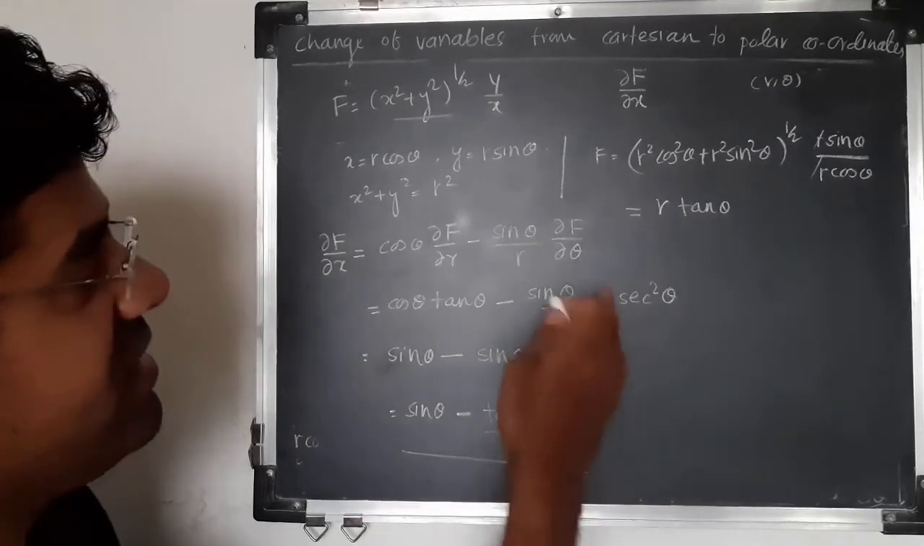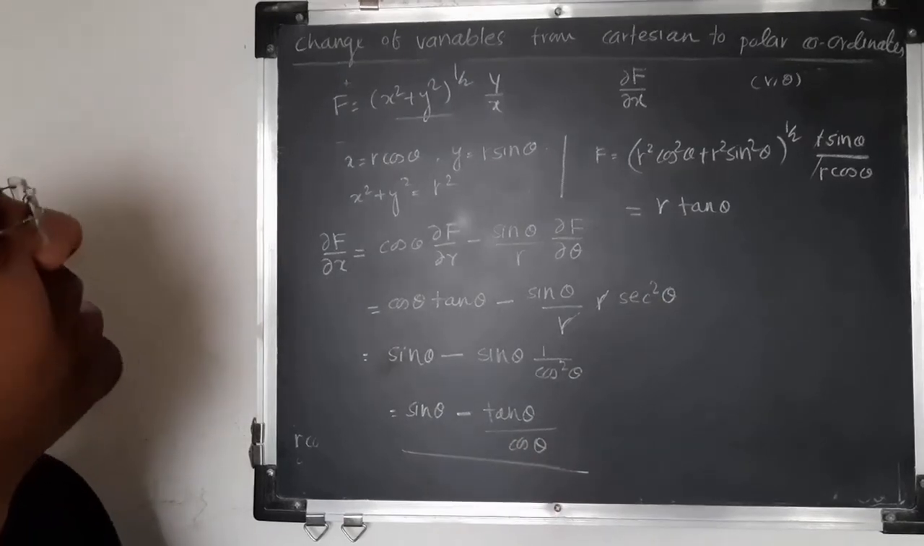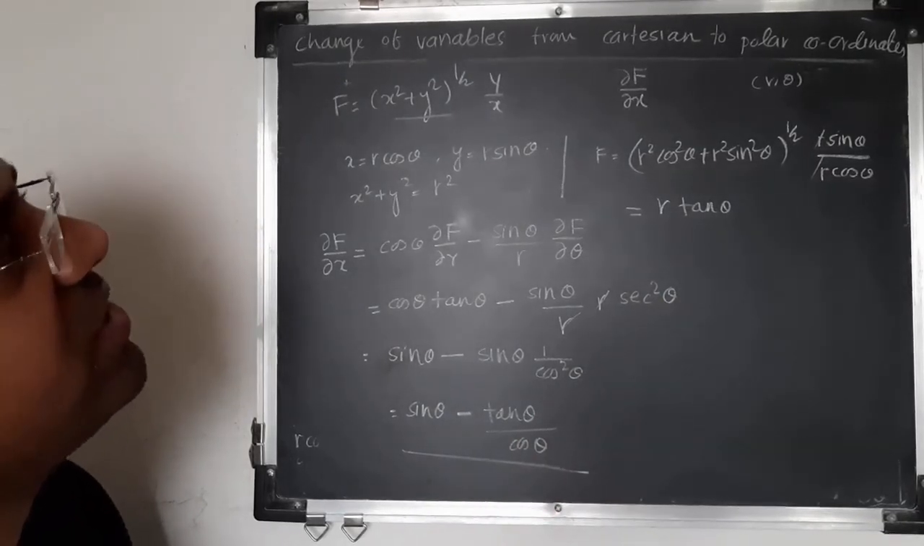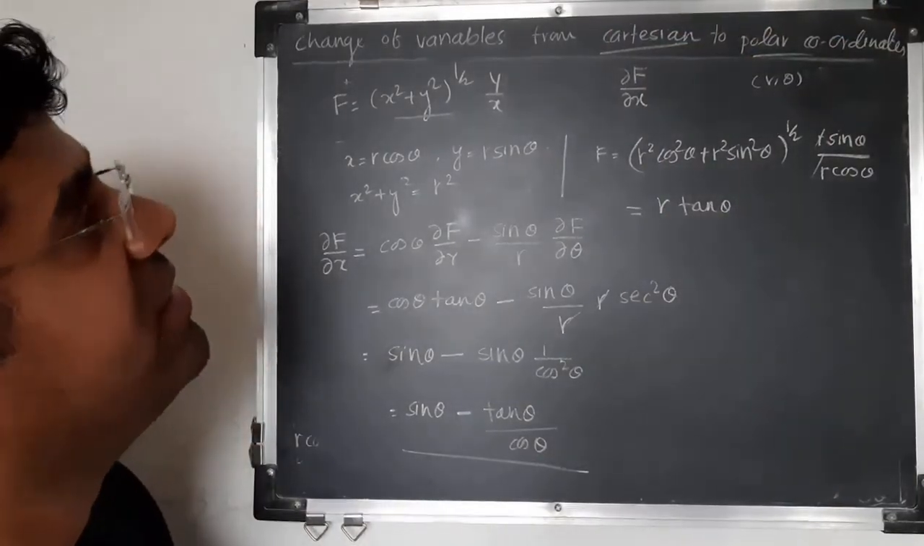So any equation is easily simplified using this particular case. This is nothing but the change of variable from the Cartesian to the polar coordinate system.